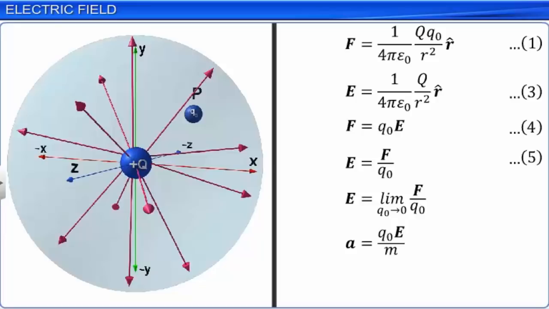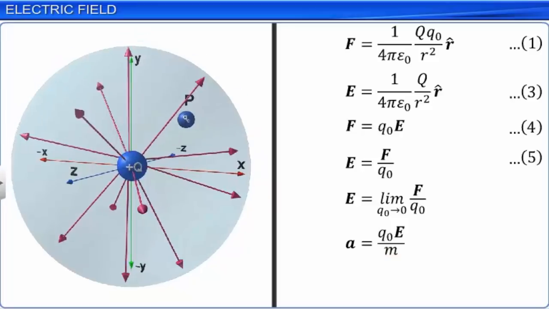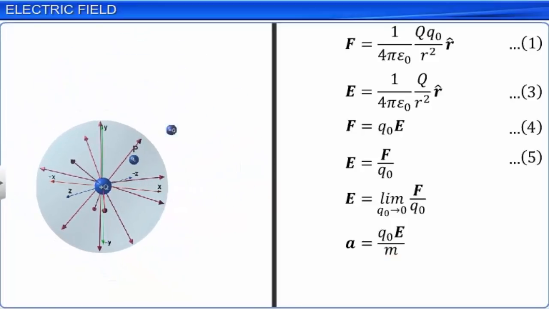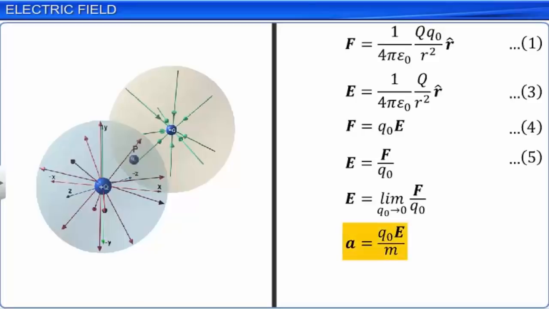In the field of a negatively charged particle, the electric field strength vector at any point in the field always points towards the charged particle in a radially inward direction. Here, the point charge Q0 in this electric field will be accelerated in the direction opposite to the electric field. The magnitude of acceleration of Q0 is the same regardless of whether the electric field is due to source charge plus Q or minus Q.